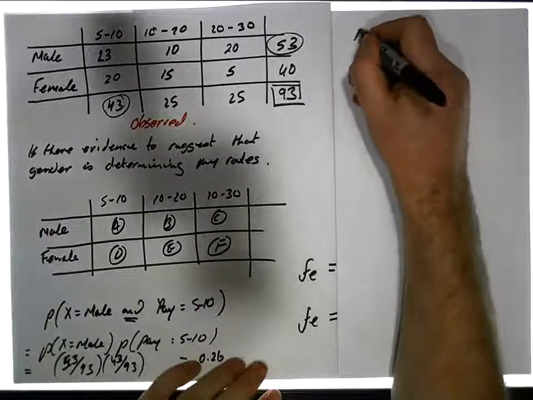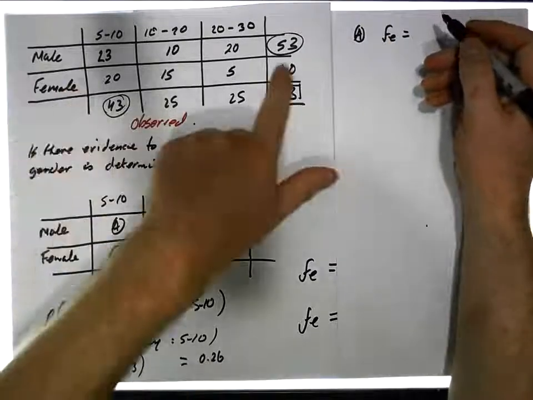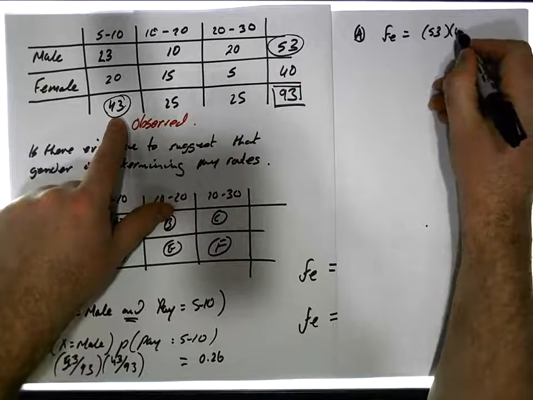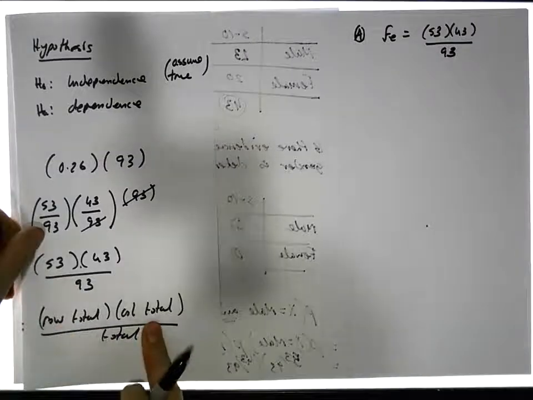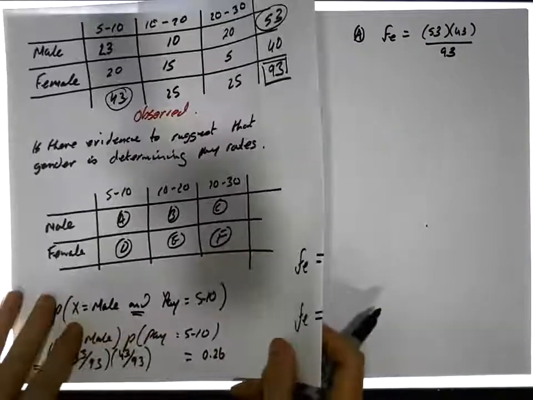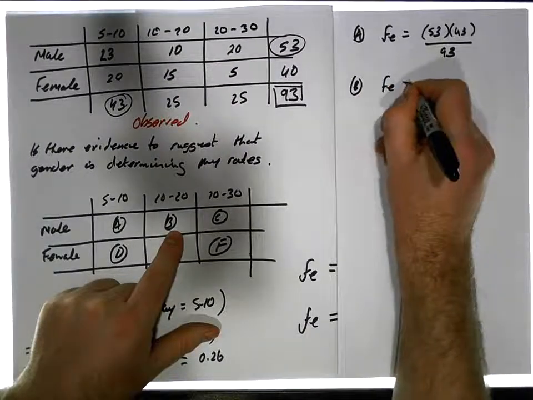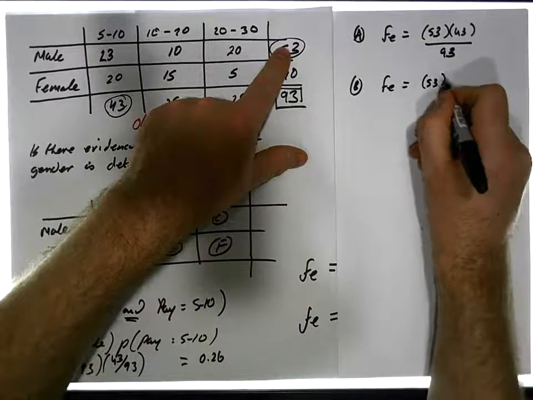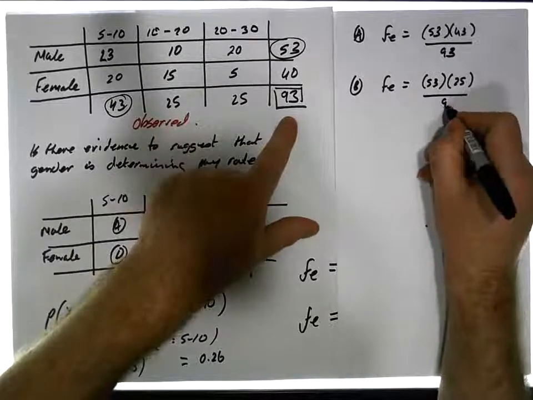So for cell A, we know that its expected frequency is the row it's on, which is 53, multiplied by the column it's on, which is 43, divided by the total amount, which is 93, because that's what our expected frequencies are: the row total times the column total divided by the total amount. For cell B, the expected frequency is the row it's on, row 1, so it's a 53. What column is it under? It's under column 2, so it's a 25 relative to the total amount, which is 93.